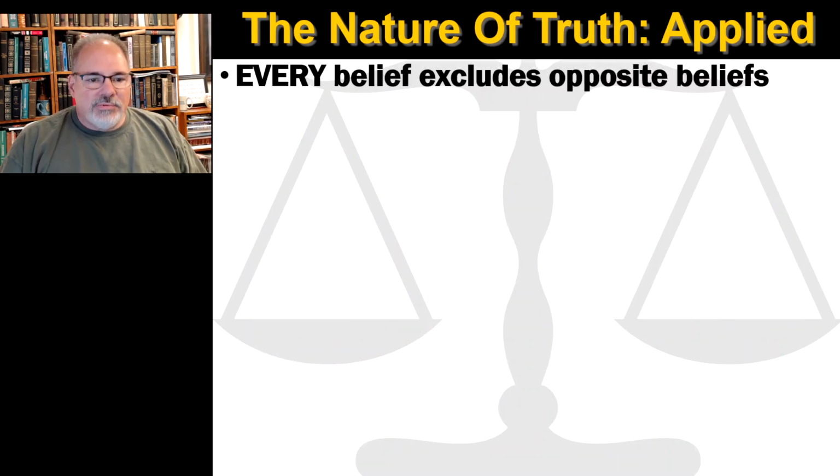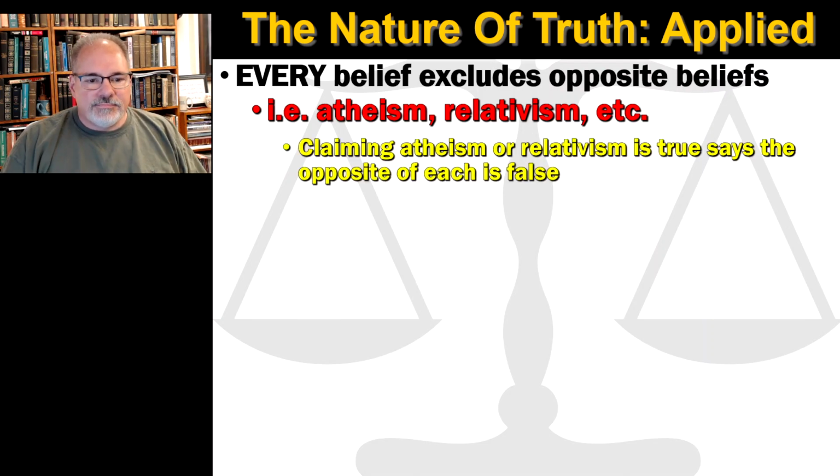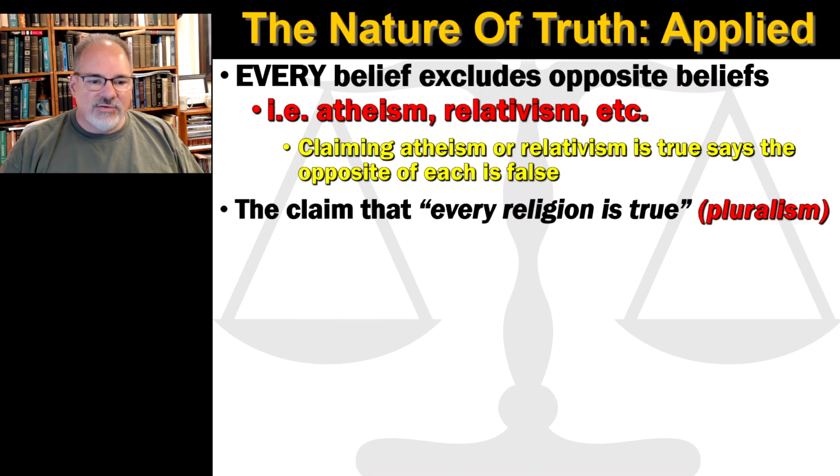How is the nature of truth applied? So every belief excludes opposite beliefs. Very simple. In other words, atheism, relativism, they all exclude their opposite. An atheist says any belief that talks about God is excluded from their view. Relativism, everything is relative. Well, those people would say anybody that claims that there's something that's absolute, that's not true, right? In other words, it's opposite their view. Claiming atheism or relativism is true says the opposite of each is false.